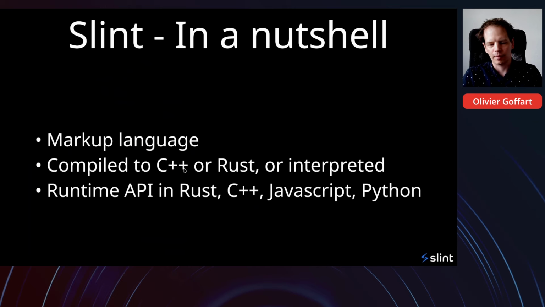The runtime Slint library is actually written in Rust. Behind the scenes it's Rust, but it can be compiled to just a static binary. We have APIs for different programming languages, and the developer doesn't have to know it's made with Rust. They interact with the API just as if it was a normal C++ or JavaScript library.